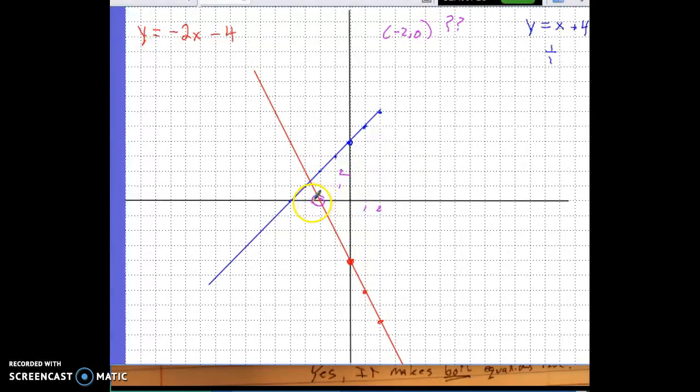All right, that solution appears to be about what? Negative 2 2/3, 1 1/3 maybe, who knows? We'll look in the future at how to find that exact point when it's out in the middle of nowhere. But the next video, we're going to again solve a system using graphing. What does it mean to solve a system? It means find the point where your two lines cross.